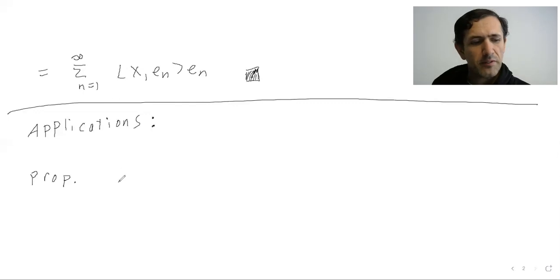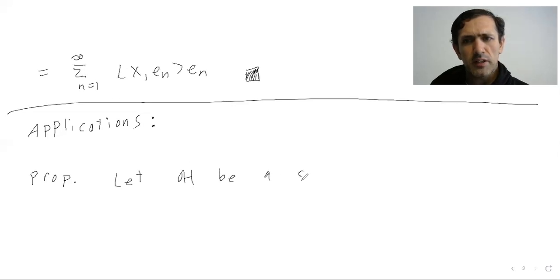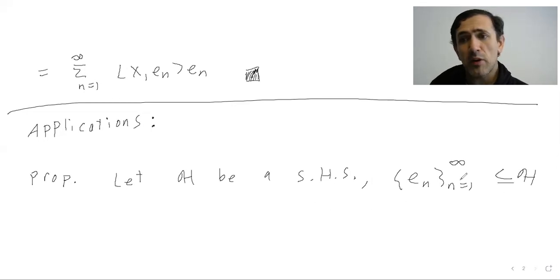So we need the following very easy proposition, which is, let's say H is a separable Hilbert space. And let's say e_n. It looks very abstract, but it's almost tailor-made for the situation we're in with Fourier series. So let's say we have a countable orthonormal subset of my Hilbert space.